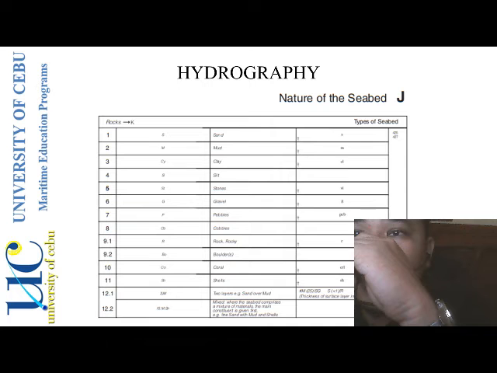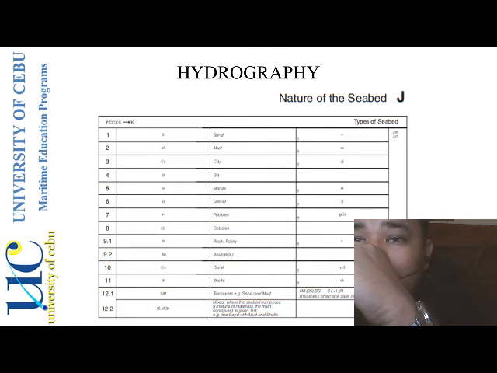Number 5 is the SD, stone. Number 6 is the G, gravel. Number 7 is the P, pebbles. Number 8 is the CO, cobbles. 9.1 is the rocky. 9.2 is the boulder. Number 10 is the coral. Number 11 is the SH, shells.